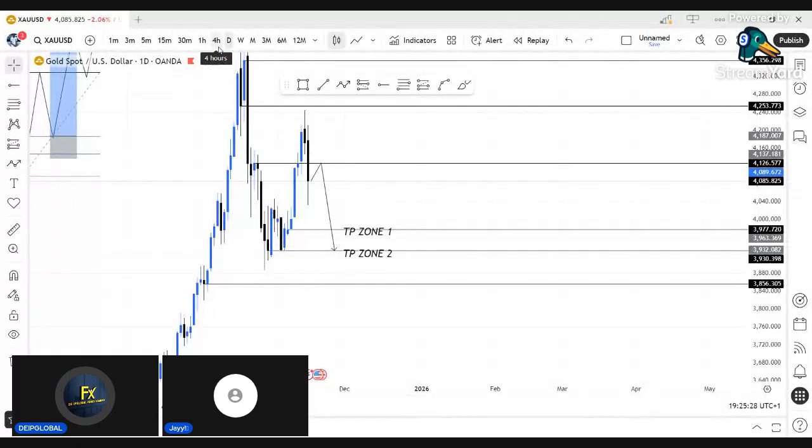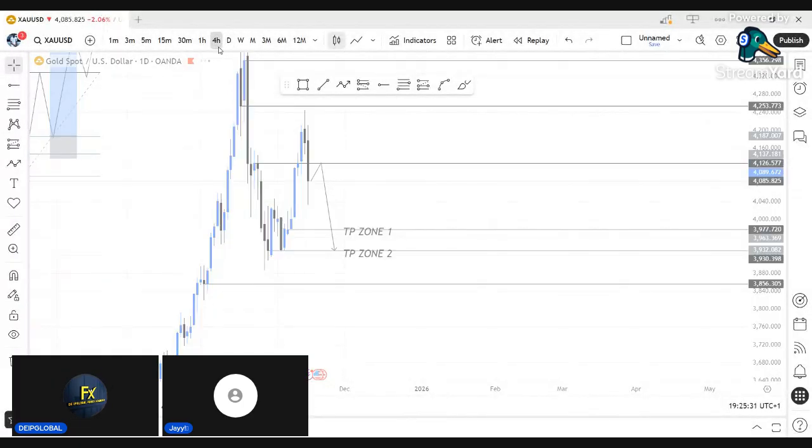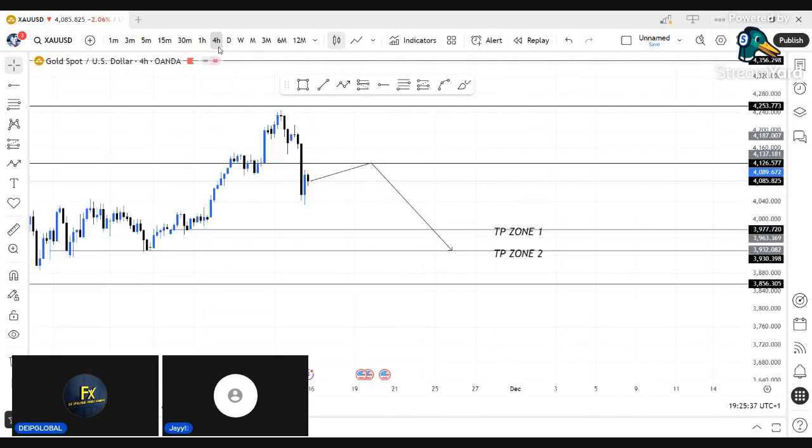So now, let's go to the 4 hour time frame. Going on to the 4 hour time frame. So now I might be like, okay, if I want to sell the market, what will I be looking for before I sell this market?